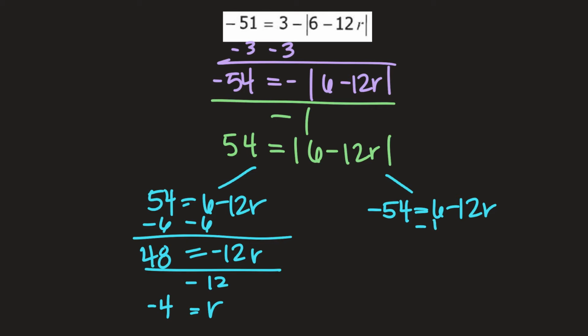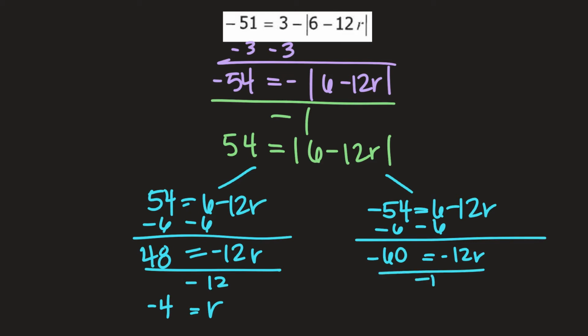And on the right hand side, subtract 6. And negative 54 and negative 6 make negative 60. Divide by negative 12. And we have that r is equal to 5.